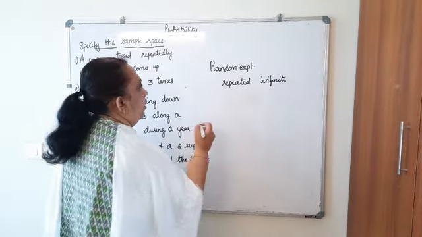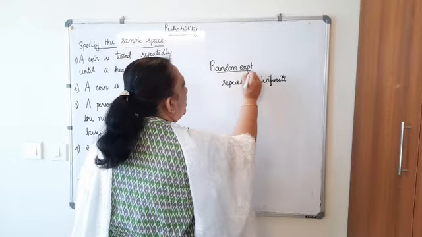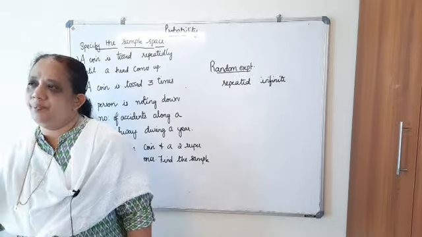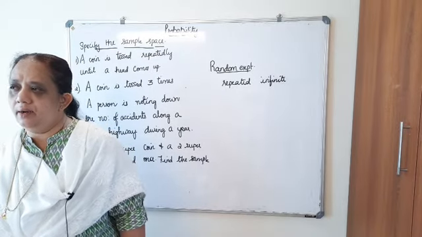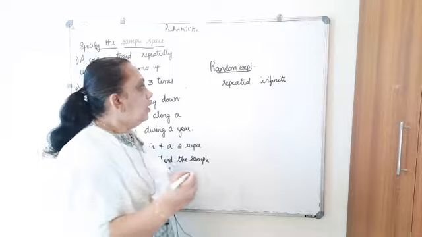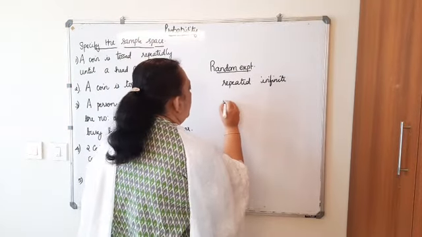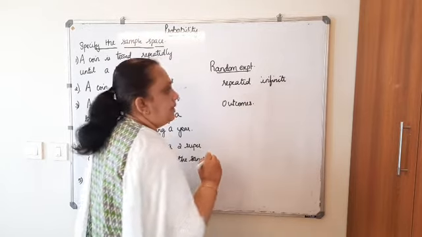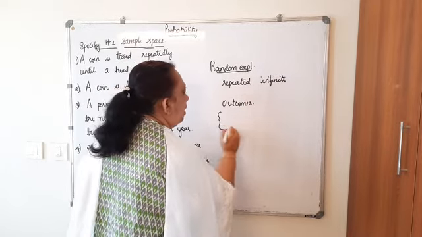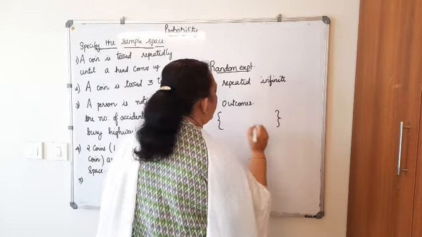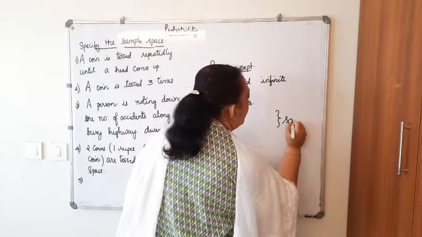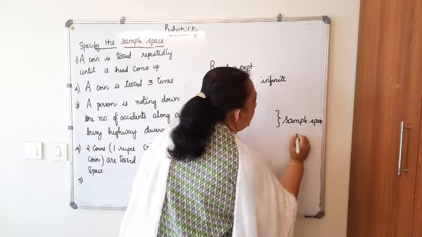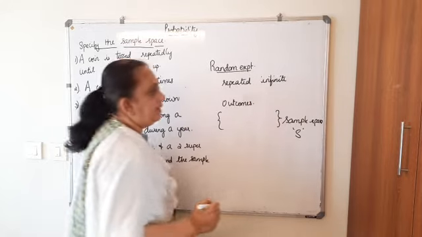Now, when you perform a random experiment, you get some outcomes, results of the experiment. They are called the outcomes. The collection of all these outcomes of the random experiment is called the sample space, usually denoted by the letter S.